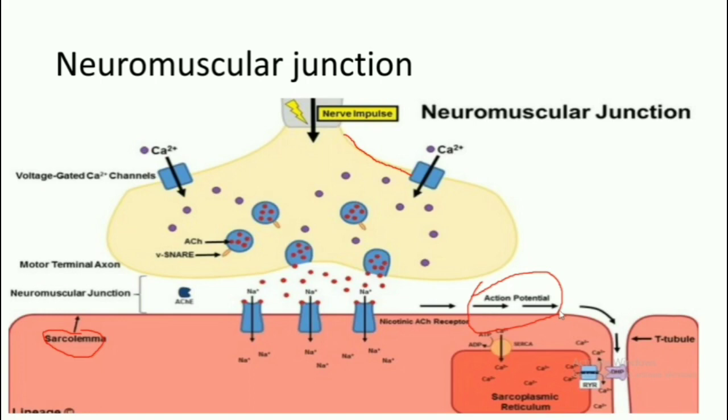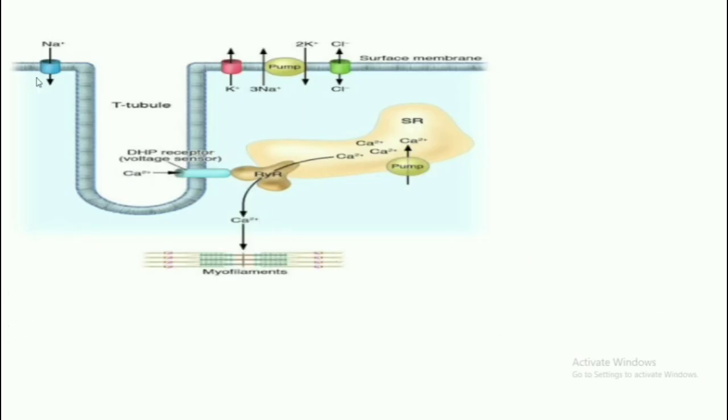Because of this action potential, the calcium ions start entering inside the T tubule that is present on the muscle fiber. From the T tubule, these calcium ions activate the sarcoplasmic reticulum, and the sarcoplasmic reticulum starts releasing the calcium ions, because I have mentioned one point, that the sarcoplasmic reticulum is a reservoir of the calcium ions.